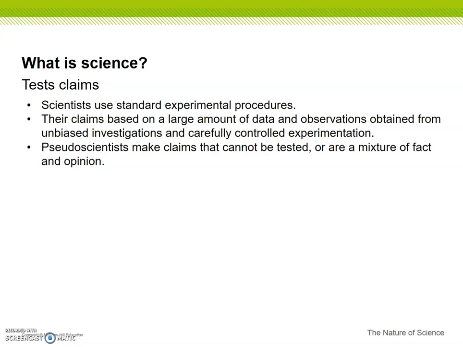Science also tests claims. Scientists use standard experimental procedures. Their claims are based on a large amount of data and observations that have been obtained from unbiased investigations and carefully controlled experimentation. Again, they've done experiments, they've observed what's going on, they've collected data, and all of the facts are based on these observations and data, things that actually happened. Pseudoscientists make claims that actually can't be tested, or they're a mixture of factual things with opinions, and they oftentimes let the opinions be the deciding factor. So that's why pseudoscience, again, is not real science.